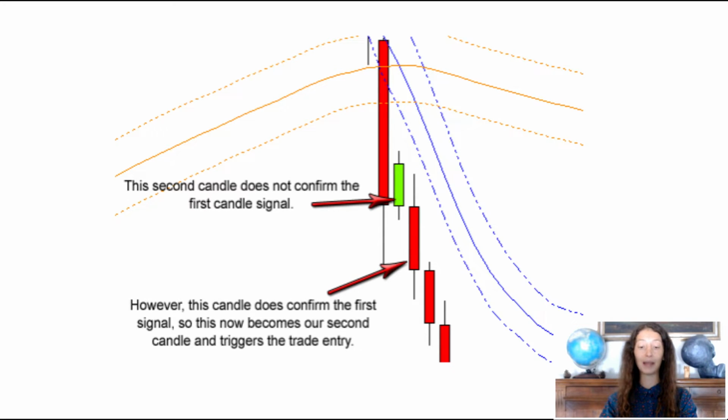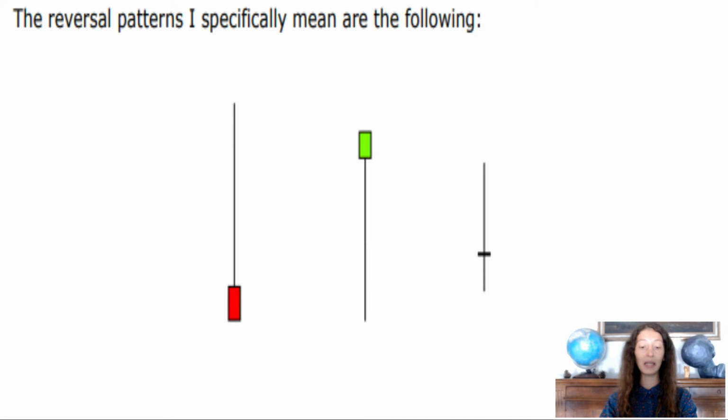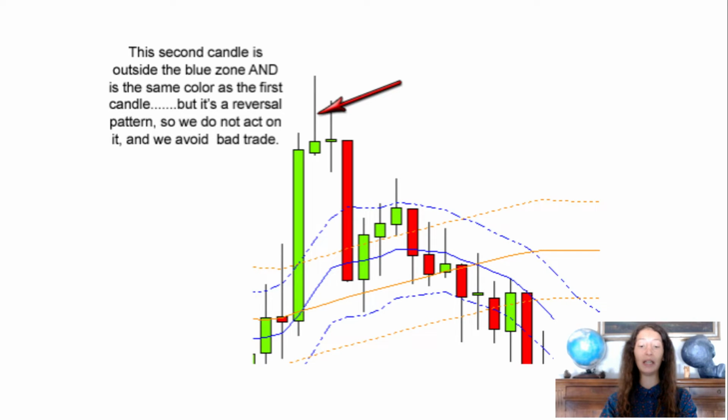The reversal patterns I specifically mean are the following. Basically, reversal candles are where the open and the close of the candle are very close together, which causes the colored body of the candle to either not exist or be very small. And the tail wick, the long line, is very long in comparison to the colored body. This simple filter will keep you out of a lot of false signals.